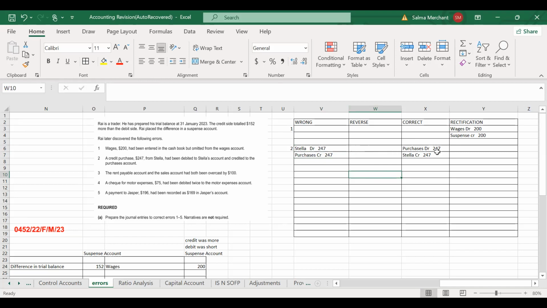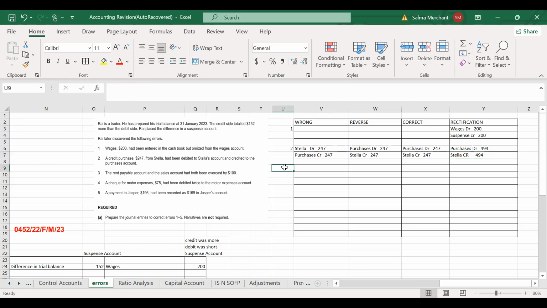Now we reverse this. So it will be Stella credit and purchases debit. Debit and debit, what will you do? We will add it. The rectification is 494. So the rectification entry will be purchases debit 494 and Stella credit 494. Okay, fine.